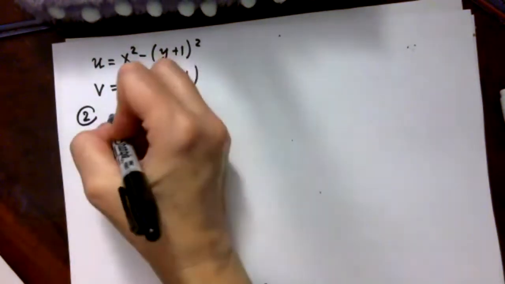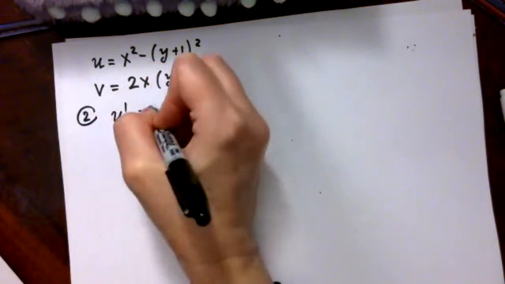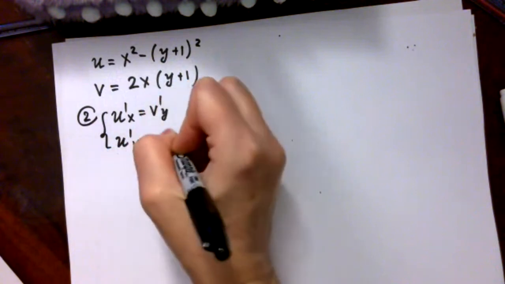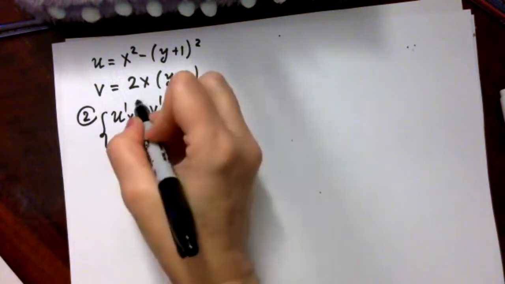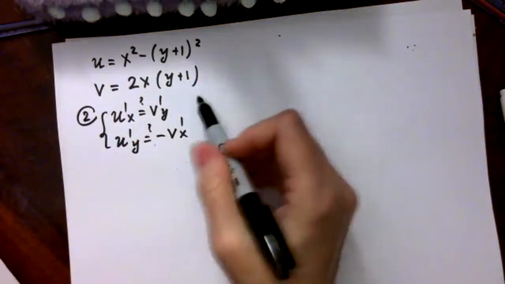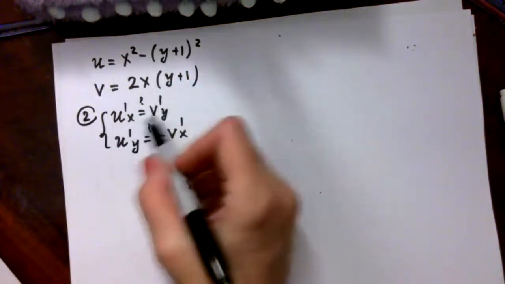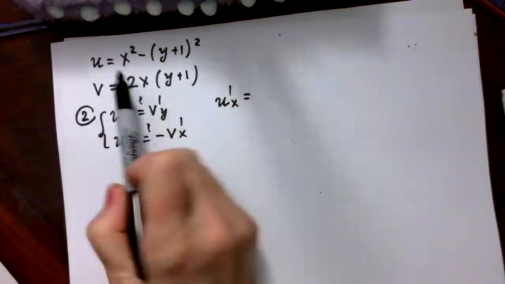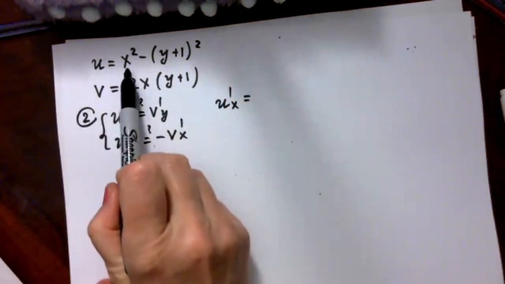Now we need to check if this function is analytic or not. We need to check these Cauchy-Riemann conditions, which look like this. u prime y must be equal to minus v prime x. Okay, but we still don't know if they're equal or not, so I'm putting a question mark here. Okay, so we can calculate the corresponding derivatives.